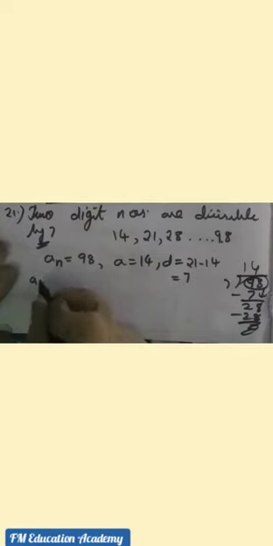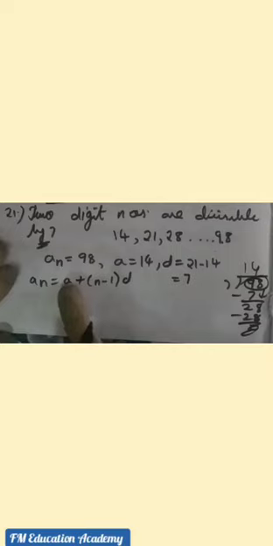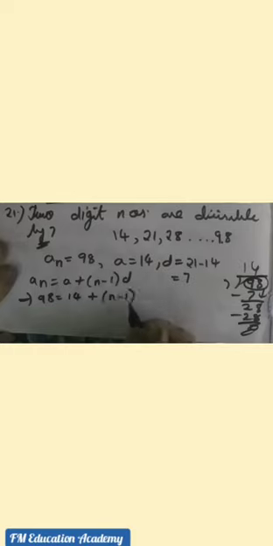Now use the general formula An is equal to a plus n minus 1 into d, because we know the value of An, we know the value of a, we know the value of d. Easily we can find the n value. That is how many numbers are divisible by 7. That is what you have to find out, right? So substitute An: 98 is equal to a, which is 14, plus n minus 1 into 7.